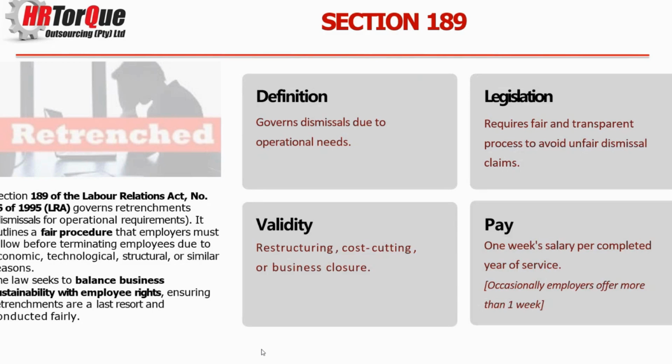Employees who are retrenched are entitled to severance pay, which is typically calculated as 1 week's remuneration for each completed year of continuous service. So it is a completed year of service, and only then are they entitled to that 1 week severance pay for each year. In some cases, employers may offer more generous packages, so you can add on ex gratia payments, but this is not a legal requirement. Legally, it is only 1 week's severance pay for every completed year of service.